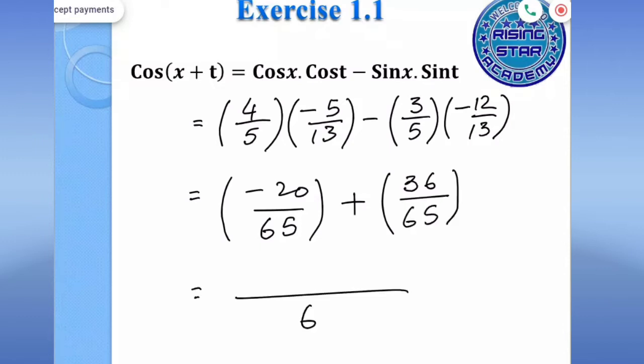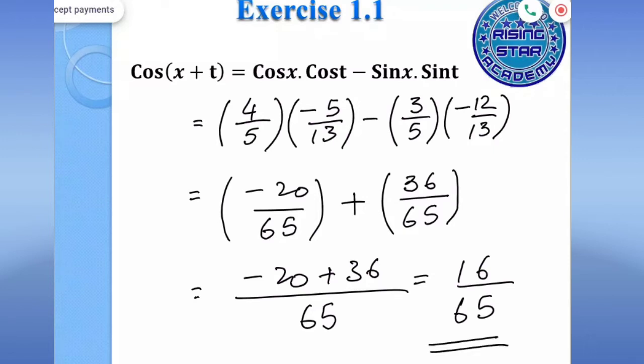Now our LCM would become 65. So minus 20 plus 36, the final answer would be 16 over 65. Now we will apply the same for cos of x plus t. Let me write the identity and put the values in it.